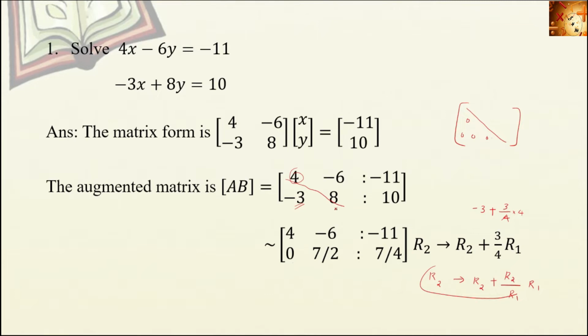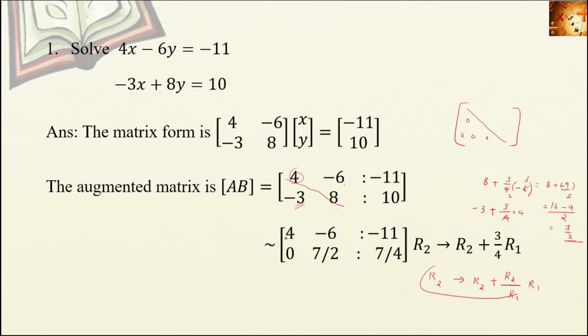The next element 8 will be changed as 8 plus 3 by 4 into the corresponding element in R1, that is minus 6. So into minus 6. So 6 and 4 cancel, this is 2, this is 3. So 8 plus 9 by 2, that is, 8 minus 9 by 2. So 16 minus 9 by 2 is equal to 7 by 2. So the element is 7 by 2. Similarly, here 10 is replaced by 7 by 4.